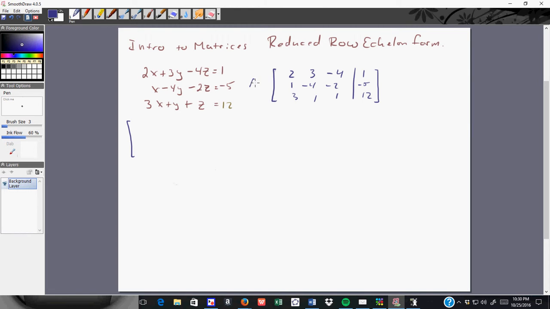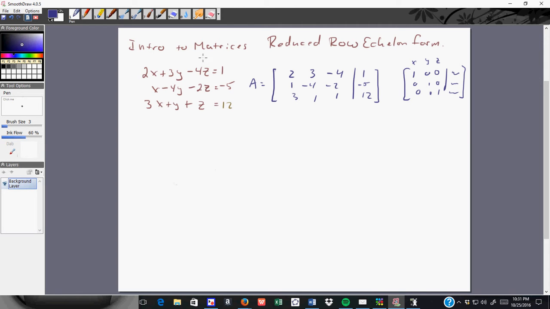So this is my matrix. I'll call it matrix A. And the very first thing I'm going to look at is my ultimate goal, which is to have it end up looking like this, with some value here, some value here, and some value here. The reason why is because these are my x values, these are my y values, these are my z values. So this says 1x equals this, 1y equals that, and 1z equals that.